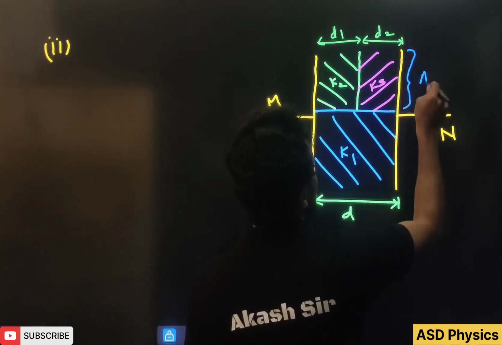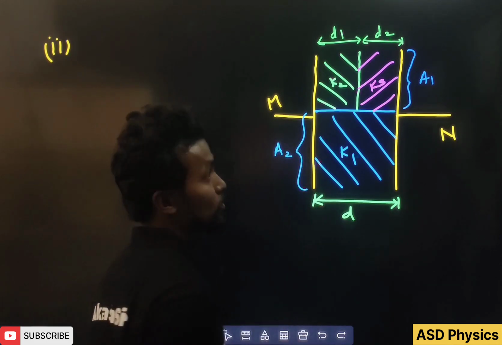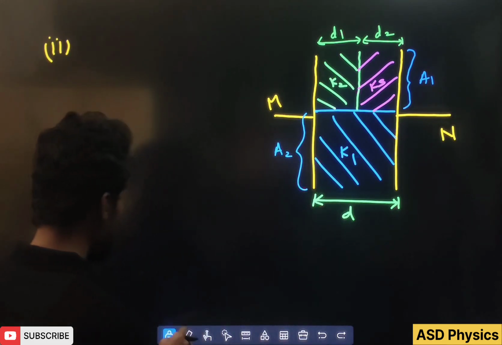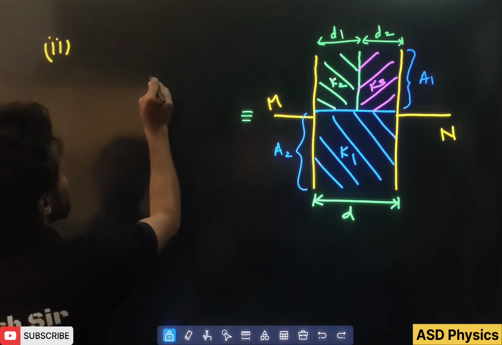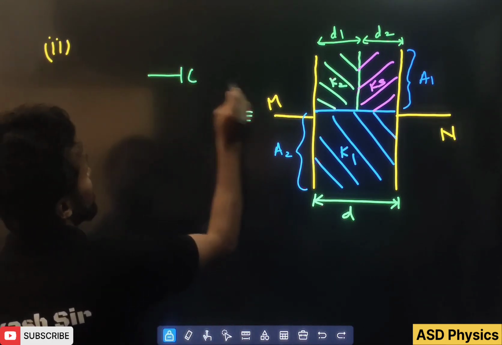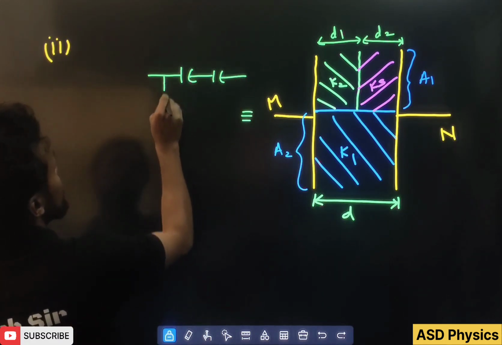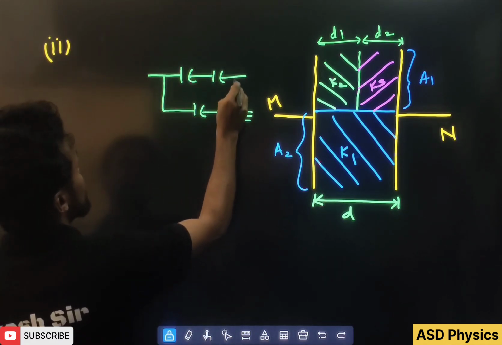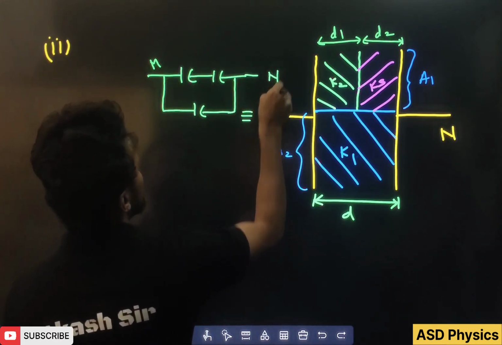And we also have to see the area. Let's take this area as A1, and this area as A2. So how many capacitors are there, students? Three capacitors are there. Now if I draw the equivalent diagram, this and this will be in series, and this one will come in parallel, like this. We'll write here this is M and this is N.